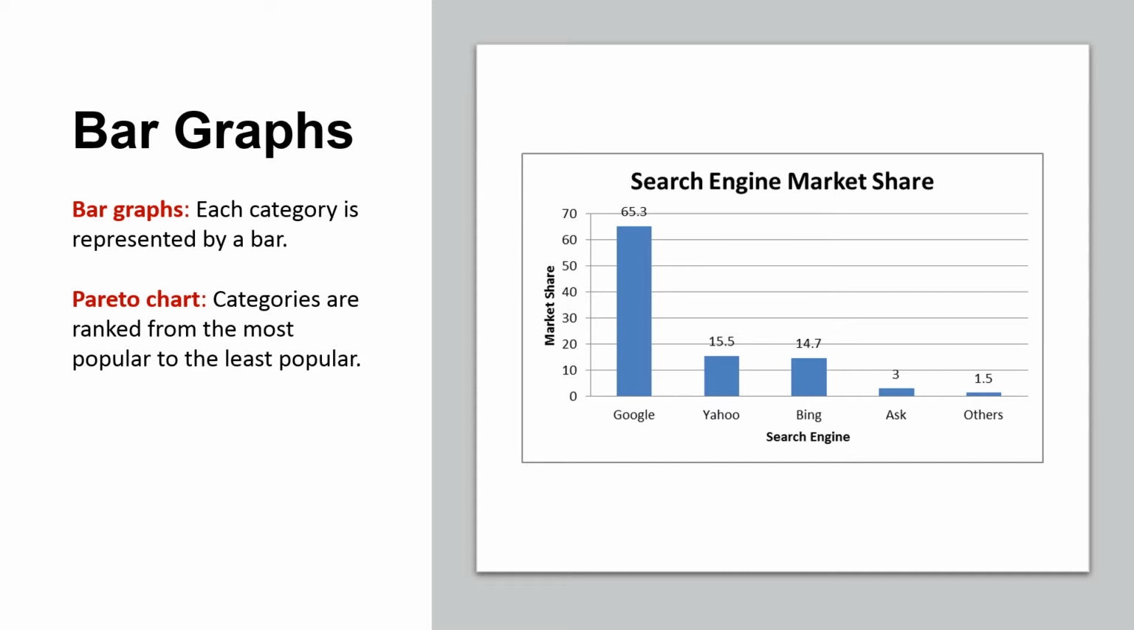There are many different variants of bar graphs. In a Pareto chart, categories are ranked from the most popular to the least popular. The bar graph on the previous slide is an example. Pareto charts make it easier to spot top categories, especially when the number of categories is large. A bar graph can be shown vertically or horizontally. Although horizontal bar graphs are more common, vertical bar graphs can sometimes be useful as well.